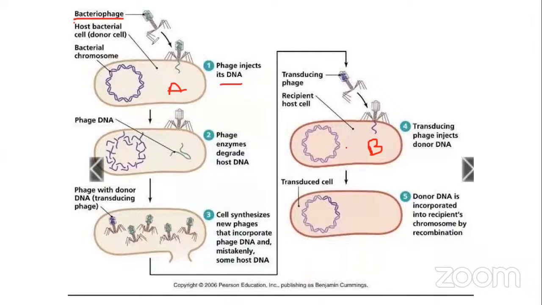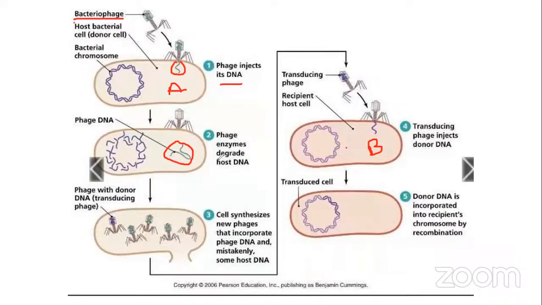During the adhesion process, the bacteriophage attaches to the bacterial host cell. Later the bacteriophage genome, that means virus genome, enters into the bacterial cell. This is phage DNA or virus DNA. What happens after the virus DNA enters? Immediately the bacterial chromosome disintegrates, breaks into pieces.